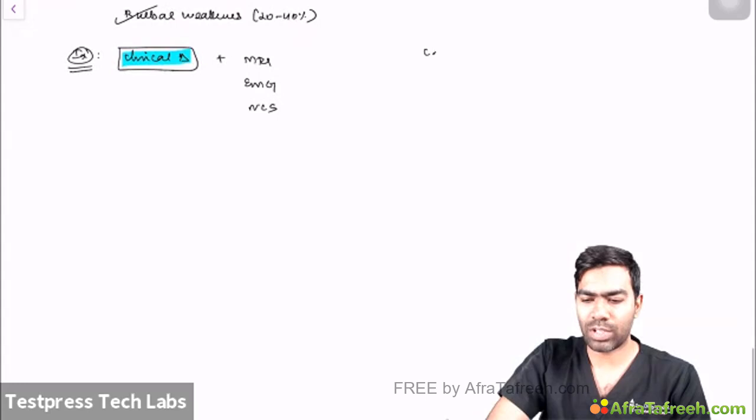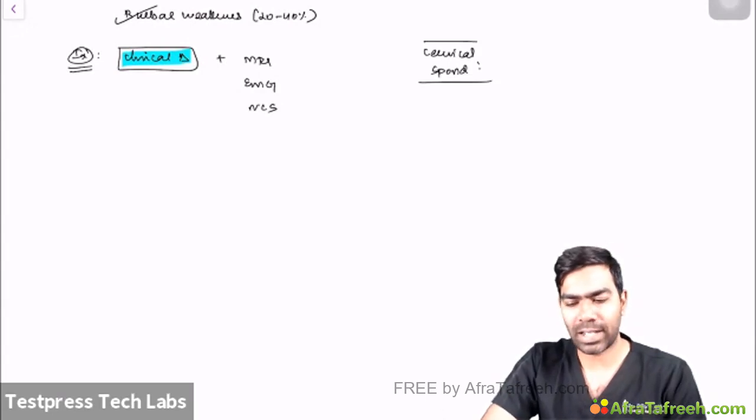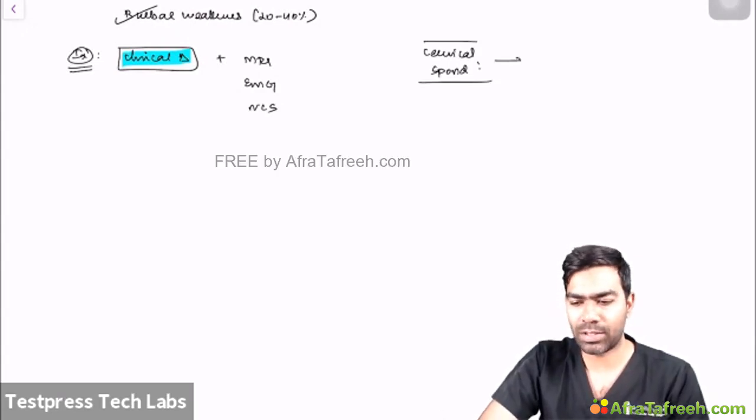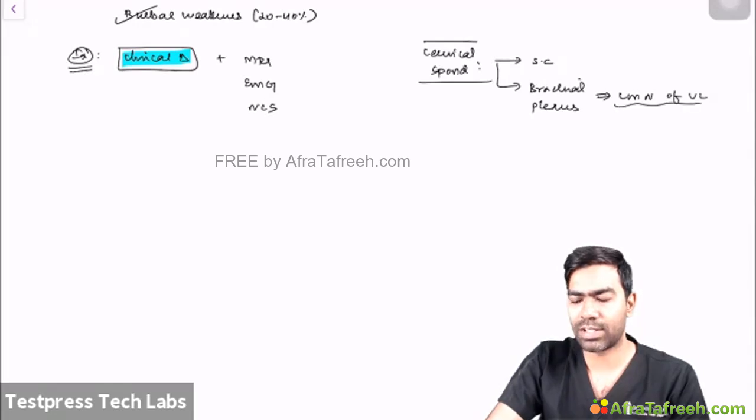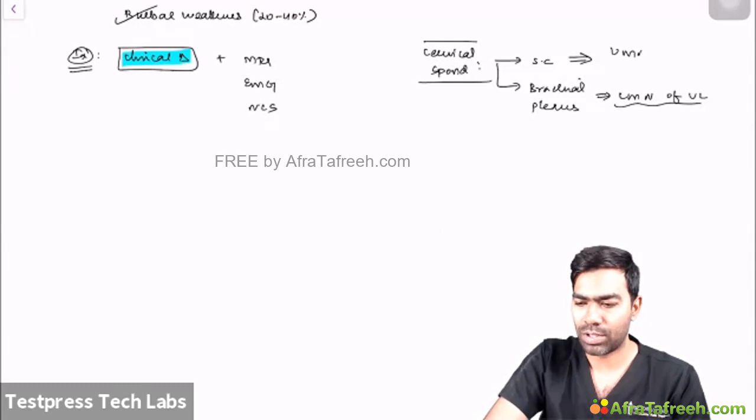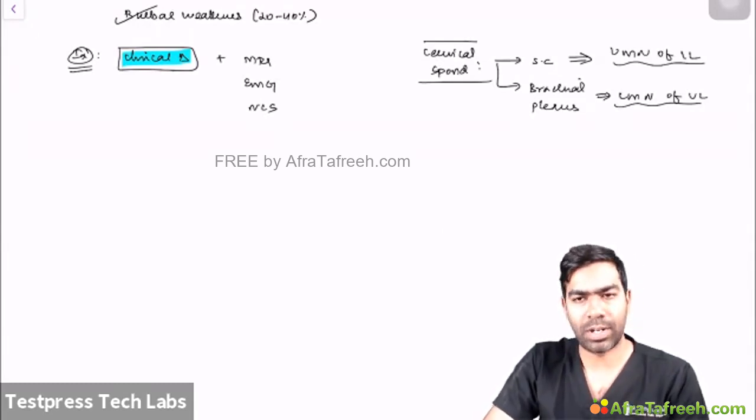And you might ask how cervical spondylosis can produce an ALS-like picture. Very simple. In cervical spondylosis, the spondylotic fragments will compress the spinal cord, and they can compress the brachial plexus also. Once they compress the brachial plexus, they will produce an LMN element of the upper limb, so they'll have a feature similar to LMN of the upper limb. Once they compress the spinal cord, they can produce UMN of the lower limb. That's all.